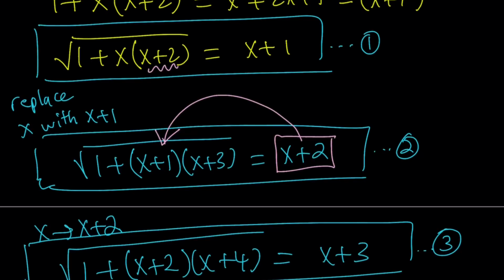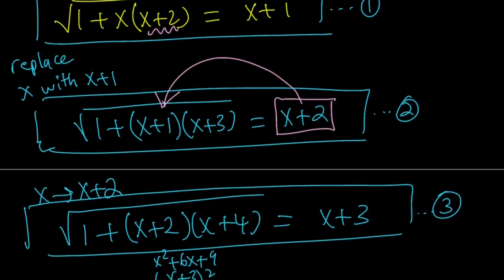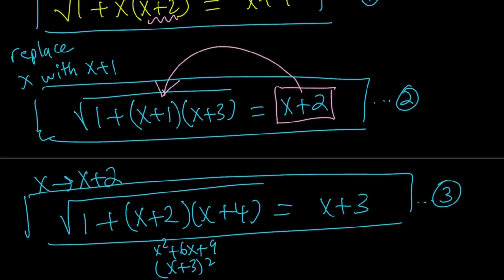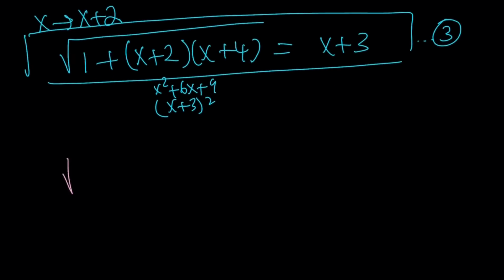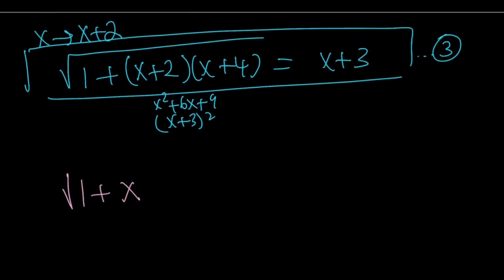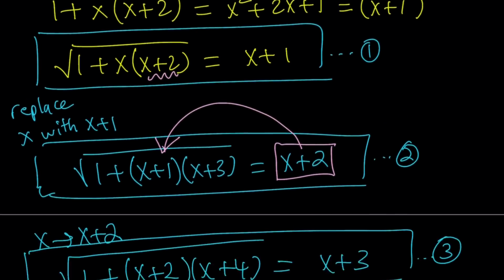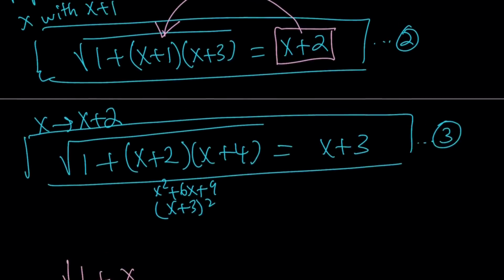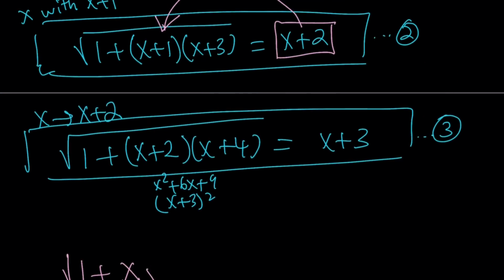Is that confusing? I'll say it one more time. We'll replace the x plus 2 in the first equation with the left-hand side of the second equation. I didn't say the same thing, but I hope you don't mind. So now here's what we're going to get from here. Square root of 1 plus x. Now notice that we are replacing x plus 2. So x plus 2 will be replaced with square root of 1 plus x plus 1 times x plus 3.